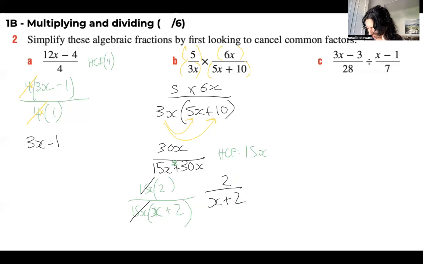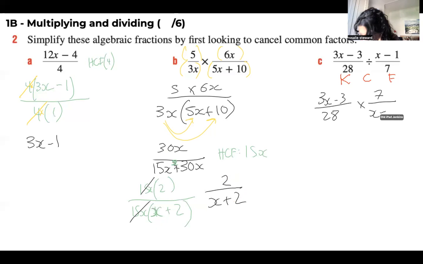So for dividing, don't forget this. Keep the first fraction as it is, change this to a multiplication sign, and then flip this bottom one, this second fraction after the division sign. So 3x minus 3 over 28 multiplied by 7 over x minus 1.